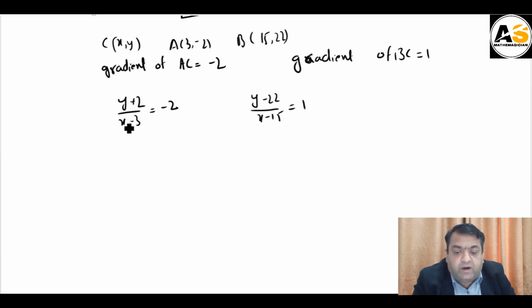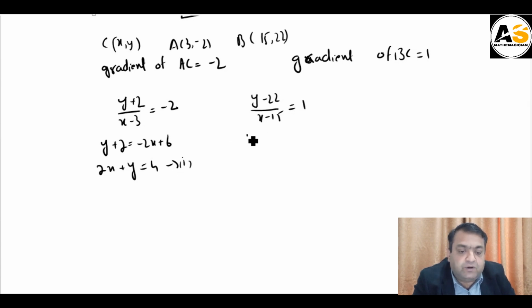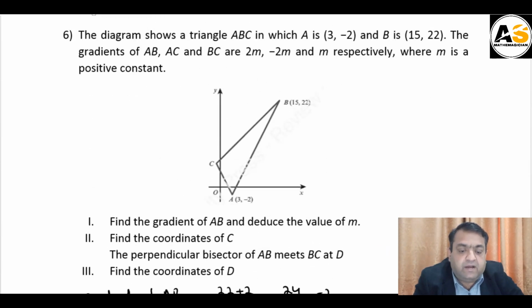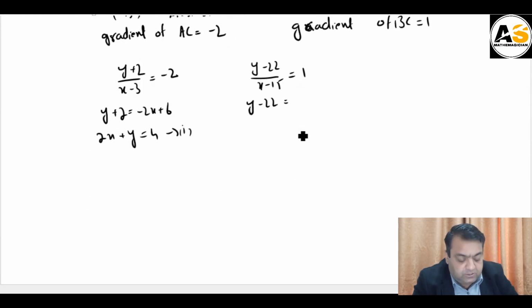From here, y plus 2 is equal to minus 2x plus 6, so 2x plus y is equal to 4. I got one equation. From here, y minus 22 is equal to x minus 15, so x minus y is equal to minus 7. This is equation number 2.